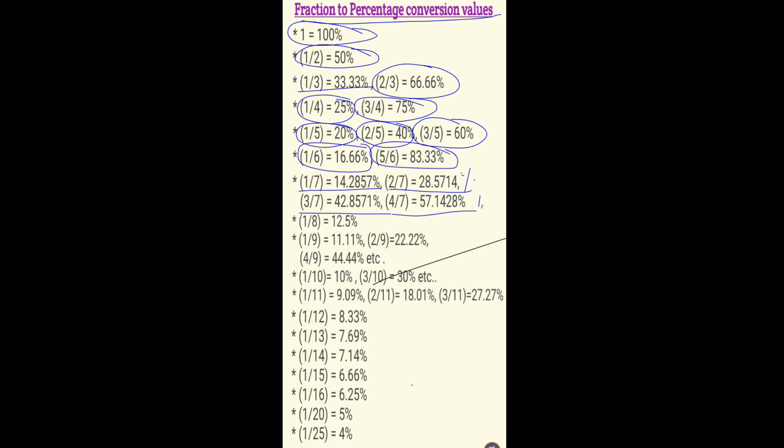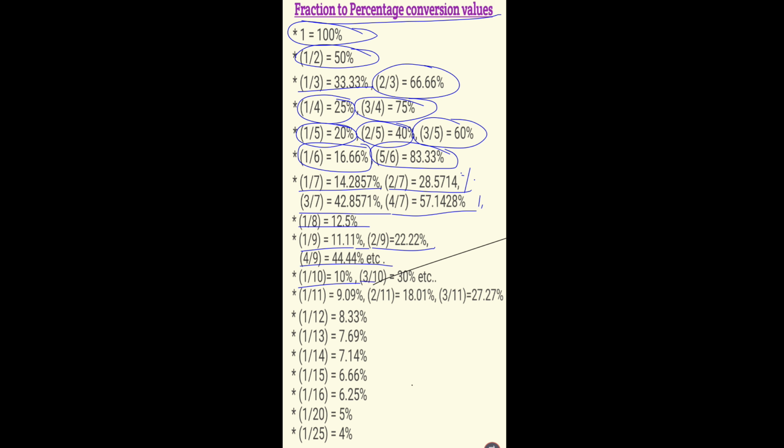1 by 8 is 12.5%. 1 by 9 is 11.11%. 2 by 9 is 22.22%. 4 by 9 is 44.44%. Here you can observe that for the multiples of the fraction 1 by 9, the percentage will be the multiples of 11. See, for 1 by 9, 11.11; 11 twos are 22, 2 by 9 is 22.22; 11 fours are 44, 4 by 9 is 44.44%, etc. 1 by 10 means 10%.